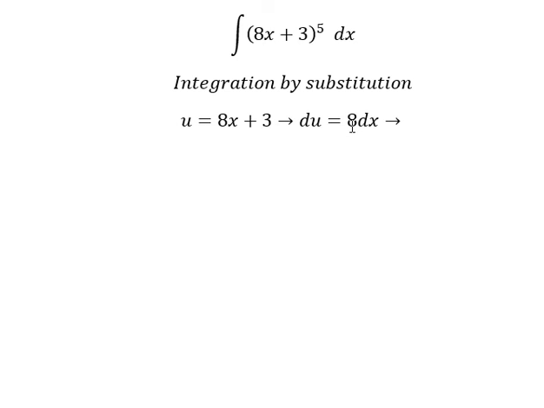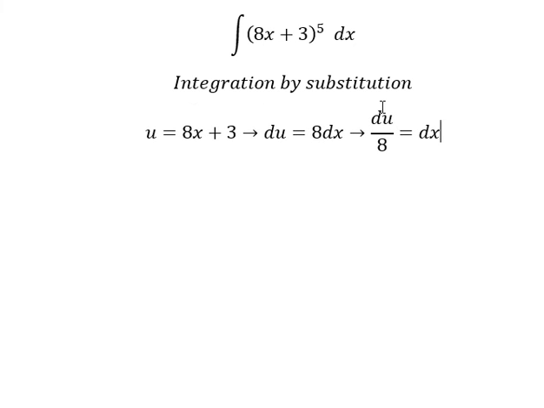Next we need to divide both sides by number 8. So this one we change to u, and dx we change to this one. Now we can apply the formula in here.